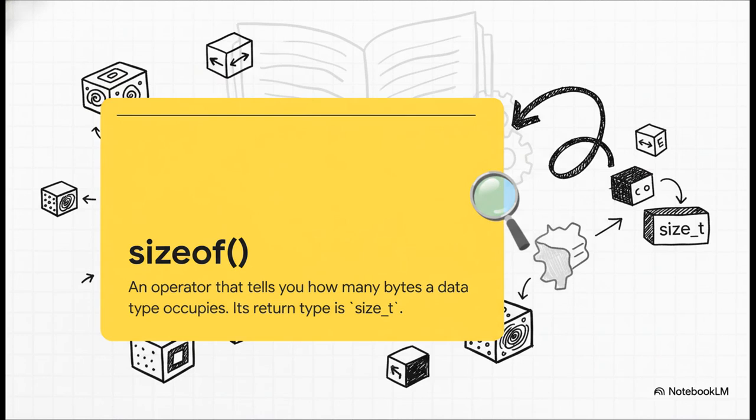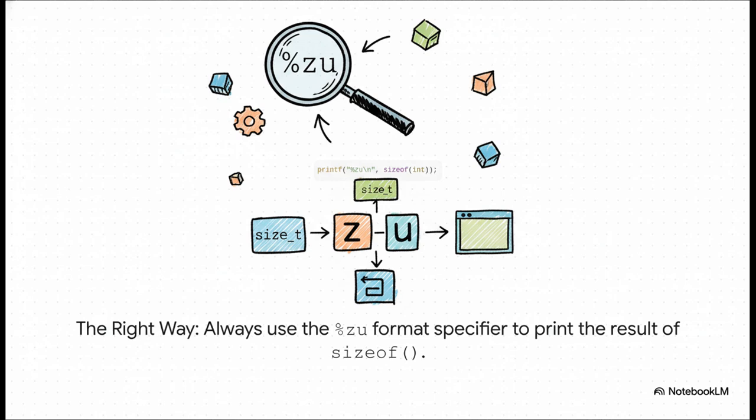So, what if you want to know exactly how much memory a certain data type is using on your machine? Well, there's a super handy tool for that called the sizeof operator. It'll tell you the size in bytes, but here's the catch. It has a little quirk. The number it gives you back isn't a regular int. It's a special, unsigned type called size_t. And since it returns this special size_t type, you need to use a special format specifier when you want to print it. This is the right way to do it. You use %zu. Think of the z as standing for size_t and the u reminding you that it's unsigned. That's the combo that tells printf exactly what kind of data it's about to get.